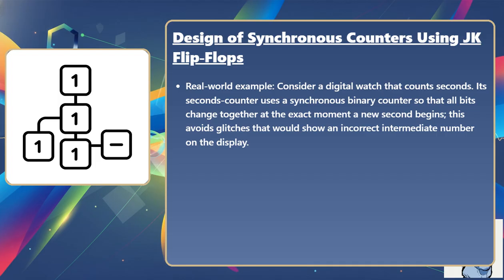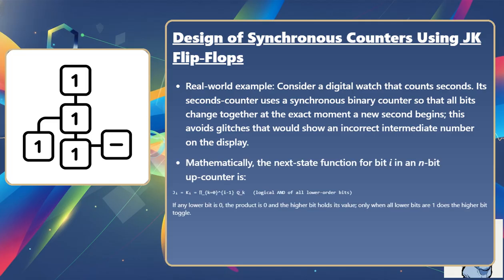Its seconds counter uses a synchronous binary counter so that all bits change together at the exact moment a new second begins. This avoids glitches that would show an incorrect intermediate number on the display. Mathematically, the next state function for bit i in an n-bit up counter is J_i = K_i = the product from k equals 0 to i minus 1 of Q_k, which is the logical AND of all lower order bits. If any lower bit is 0, the product is 0, and the higher bit holds its value. Only when all lower bits are 1 does the higher bit toggle.